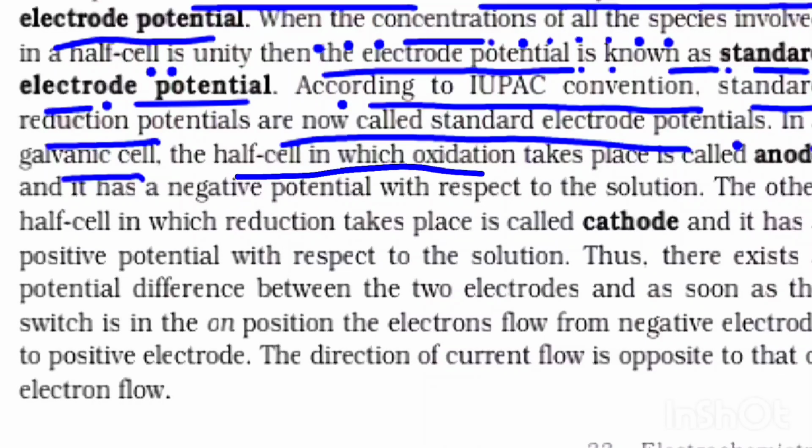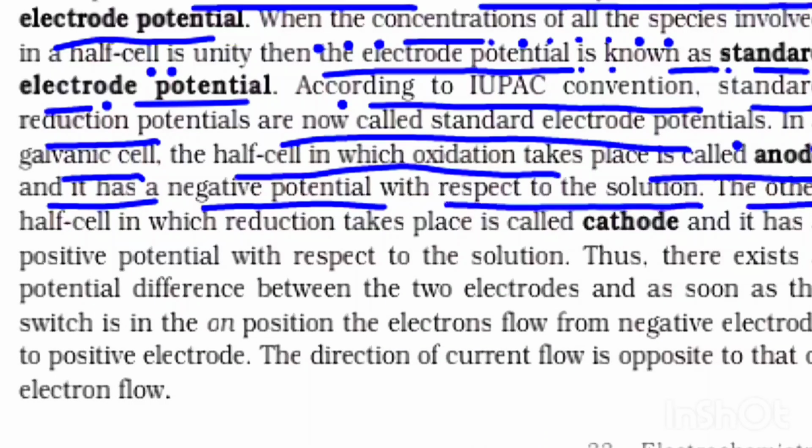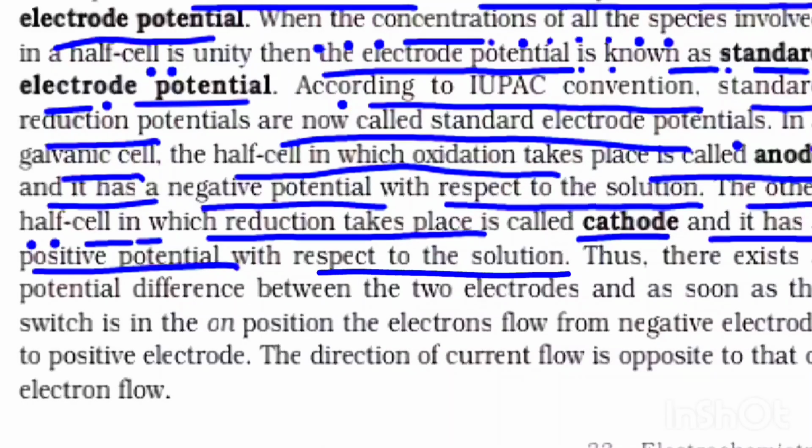In a galvanic cell, the half cell in which the oxidation takes place is called the anode, and it has a negative potential with respect to the solution. In contrast, the half cell in which a reduction takes place is called the cathode, and it has a positive potential with respect to the solution.